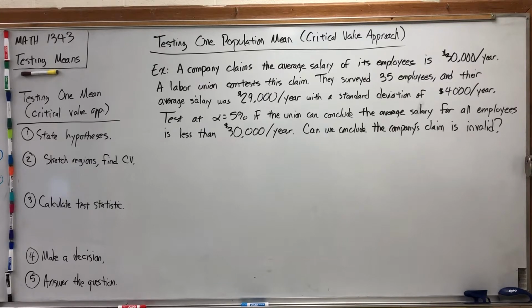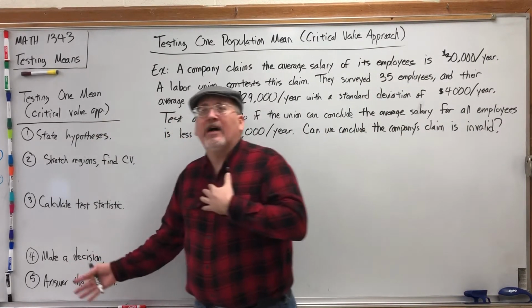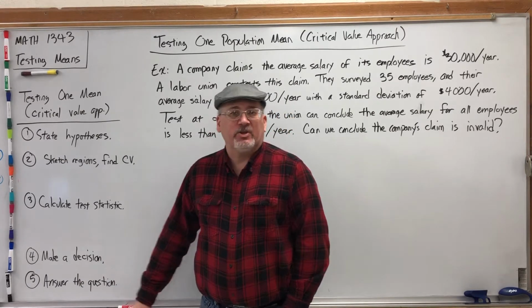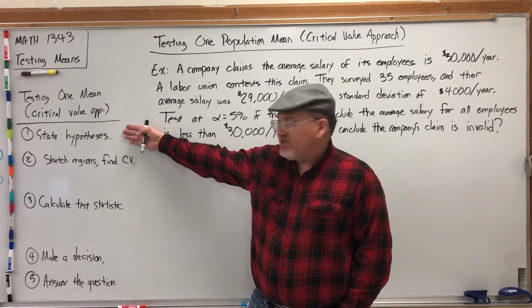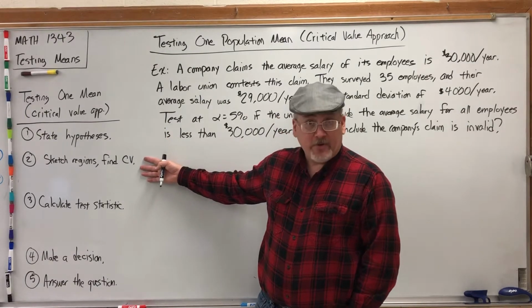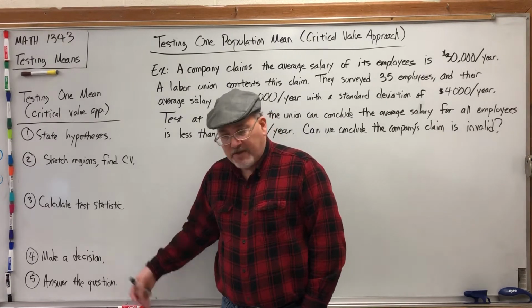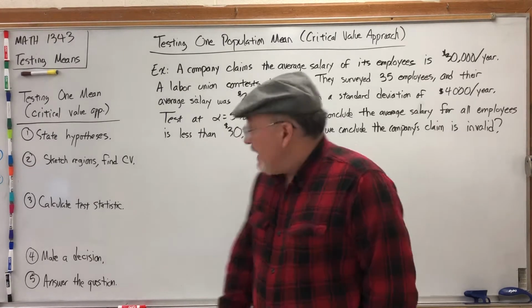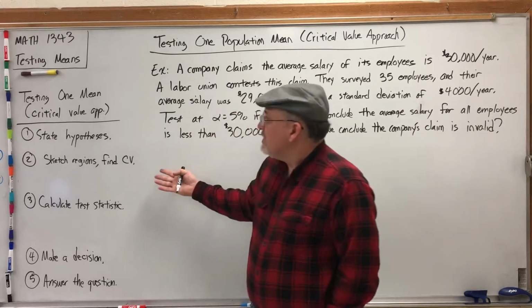Math 1343, testing means. Testing one population mean, critical value approach. On the side here, I've summarized the 5 steps for testing in general using the critical value approach. State the hypotheses, sketch the regions and find the critical value, calculate the test statistic, make a decision, and then answer the question.